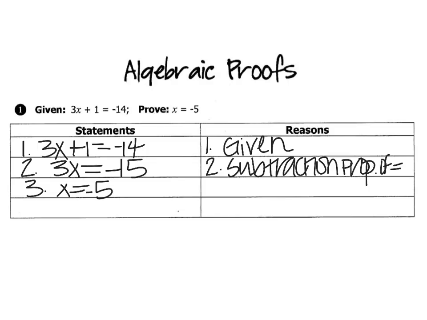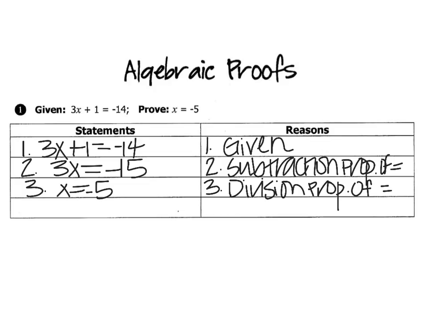And what we did to get to statement number 3 was divide both sides by 3. So this would be the division property of equality. So reason number 3 is division property of equality.